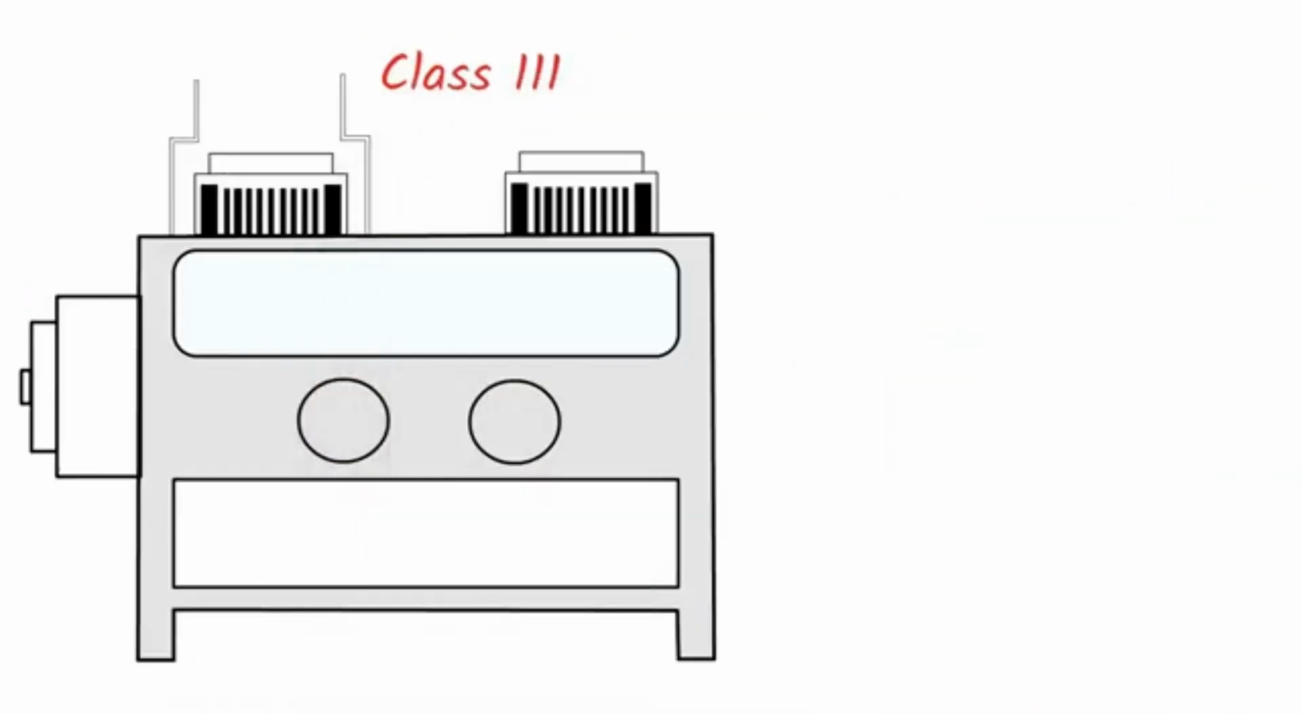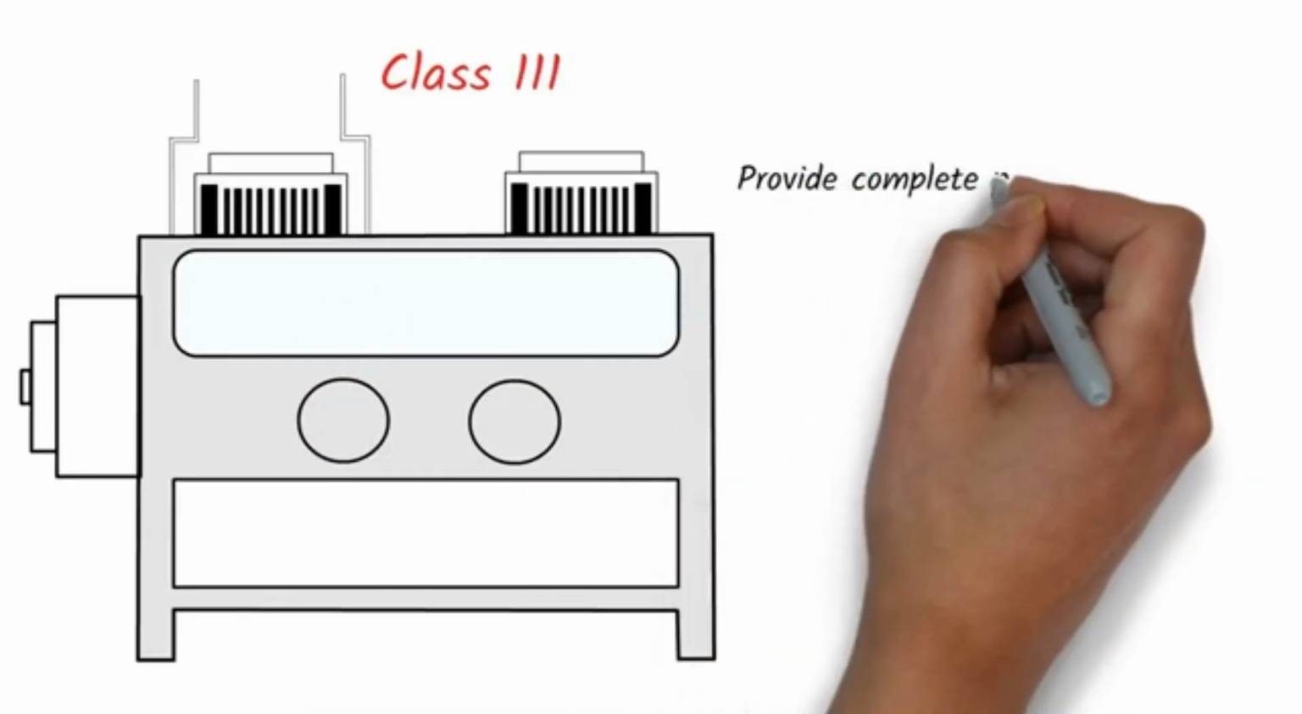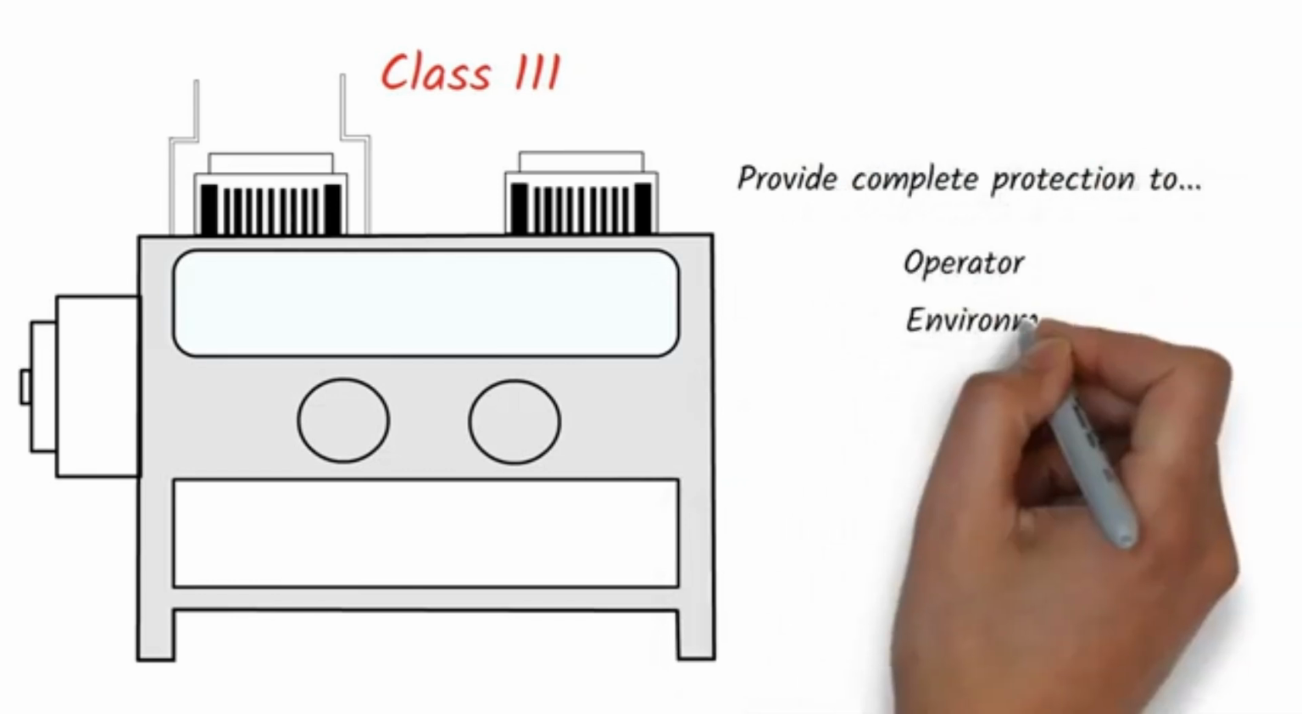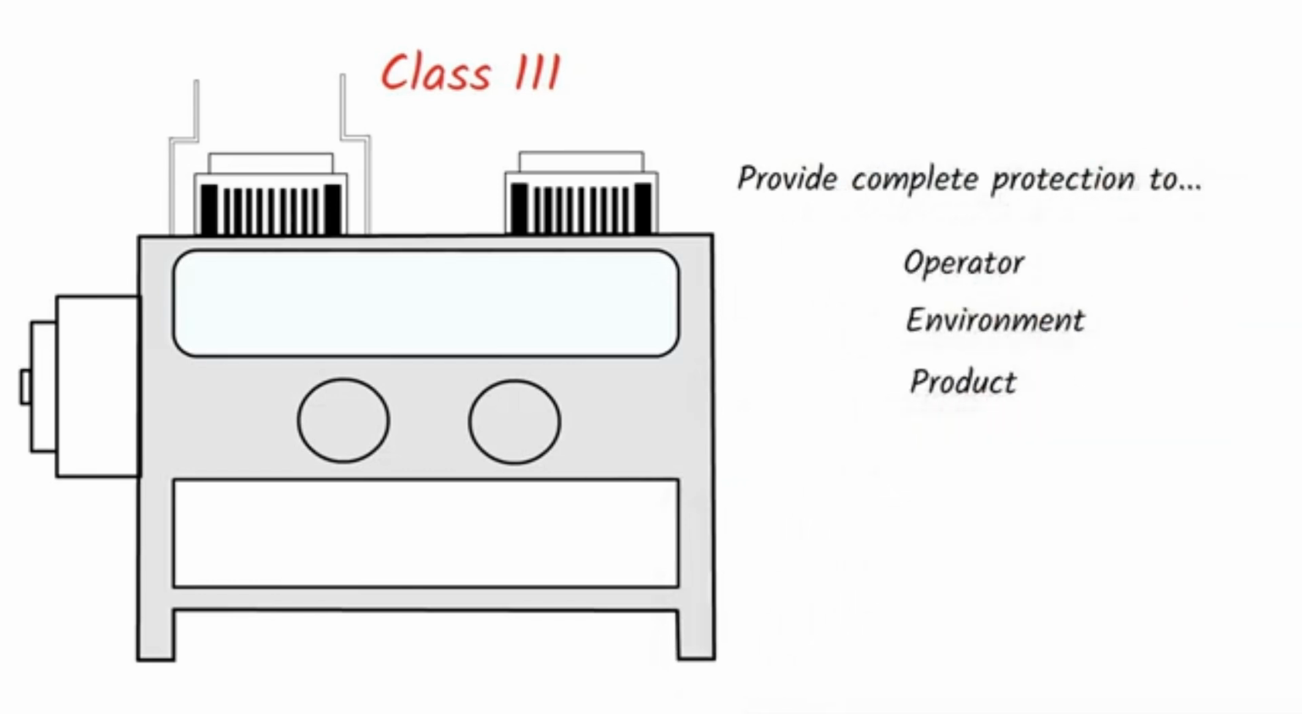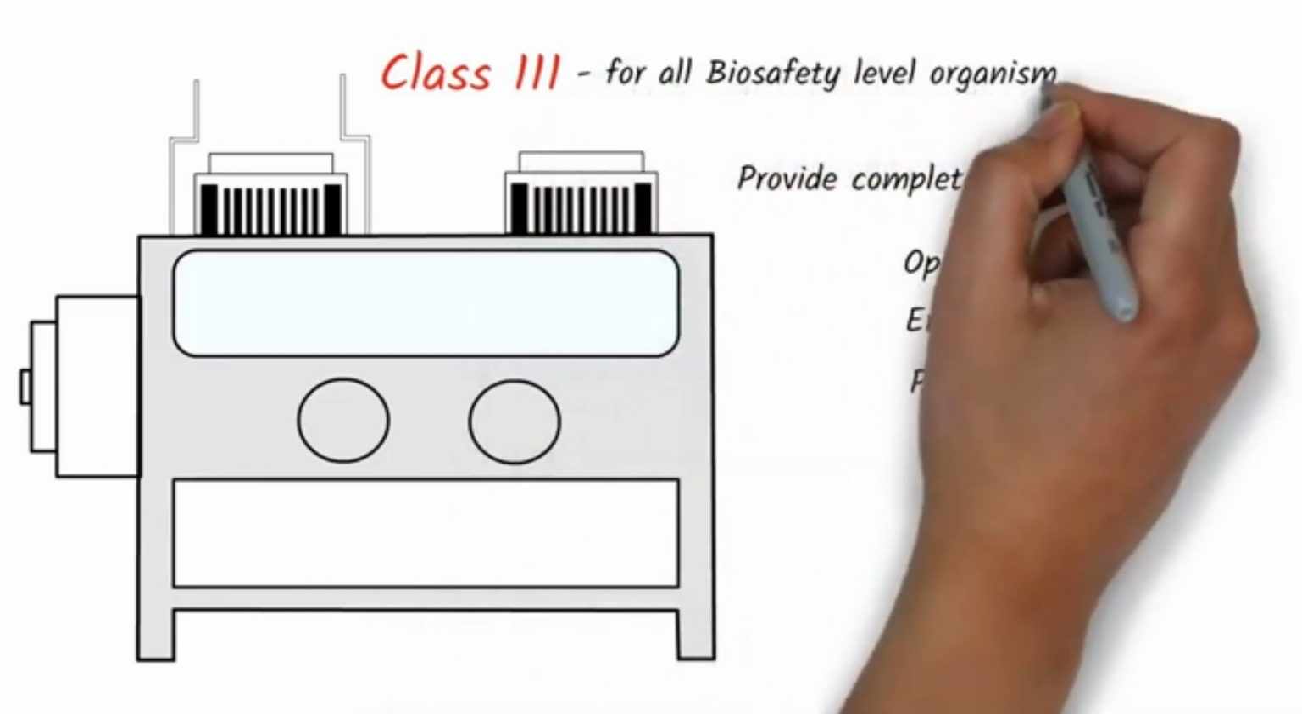The Class 3 biosafety cabinets provide complete protection to the operator, environment, and the product. Hence, the Class 3 is suitable for all biosafety level organisms.